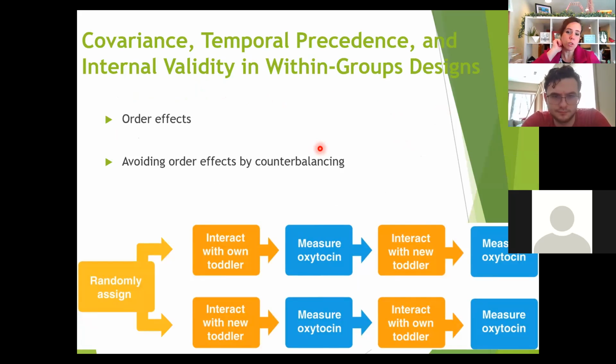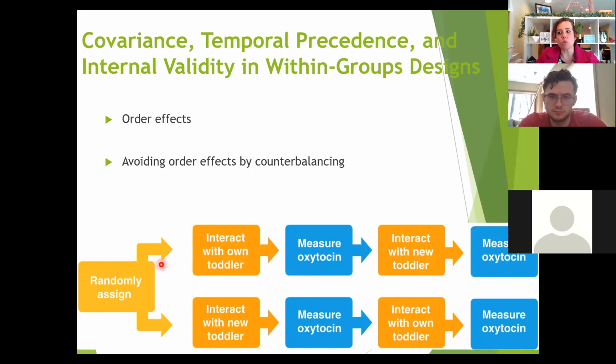Internal validity when it comes to within group designs. Order effects are a thing, so we need to be mindful of that. The order in which you present information may have an impact on your results. For instance, if you only had one of these rows here, without random assignment, and all of your participants interact with their own toddler, you measure oxytocin, then interact with the new toddler, measure oxytocin, it's possible that this measure may be higher because they were primed earlier by their own children, right? Like that could be a hypothesis.